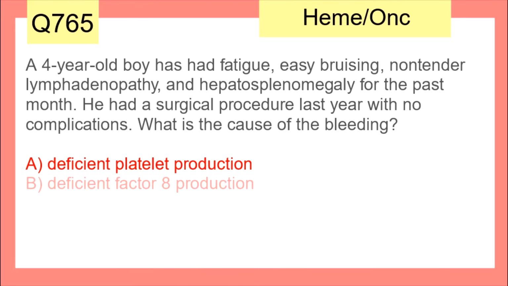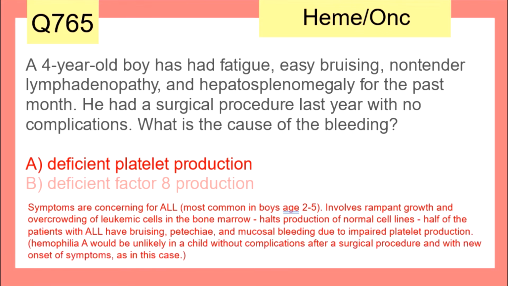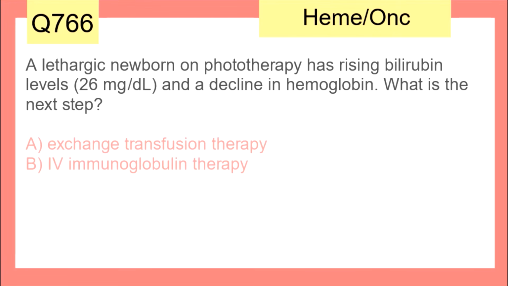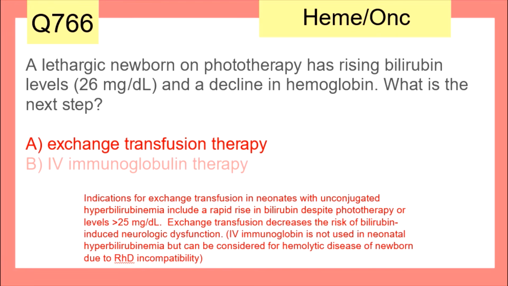This is most likely a deficient platelet production due to a condition that crowds out, and therefore the deficient platelet production, that's what leads to bleeding. 66, a lethargic newborn on phototherapy has rising bilirubin levels. That's not good. For these patients, we want to get exchange transfusion therapy. That's an indication in these neonates.